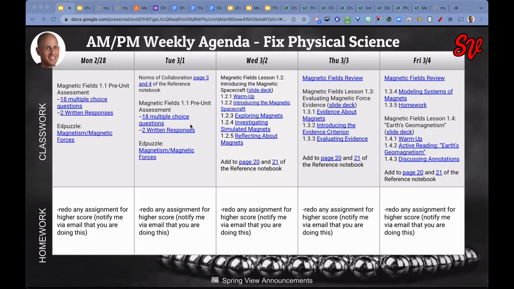Alright, so this week we did a pre-unit assessment for the magnetic fields unit. There are 18 multiple choice questions and 2 written responses, and they also did a magnetism, magnetic forces Edpuzzle that was scored and entered into the gradebook.